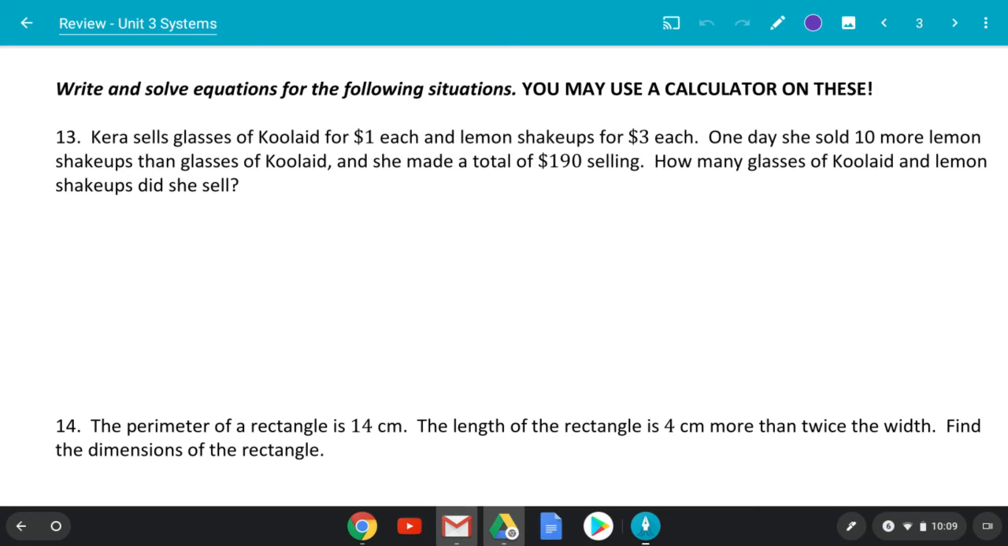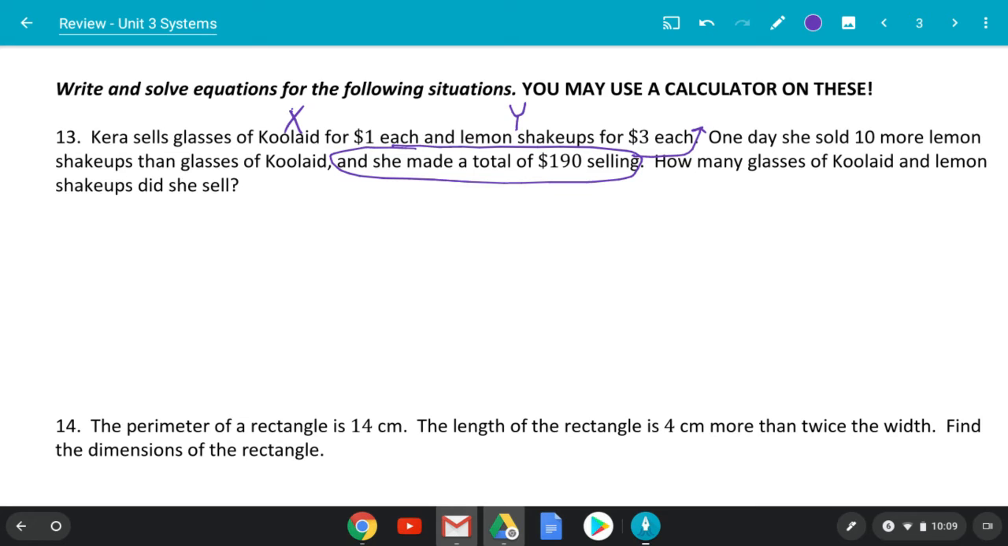Kara sells glasses of Kool-Aid, call that X, for $1, and lemon shake-ups for $3 each. I'll call that Y. One day, she sold 10 more lemon shake-ups than glasses of Kool-Aid. She made a total of $190. This is one I think is difficult because they took this information and put it at the end of the second sentence. If this information had been right here at the end of this first sentence, I think it would have been a lot easier.